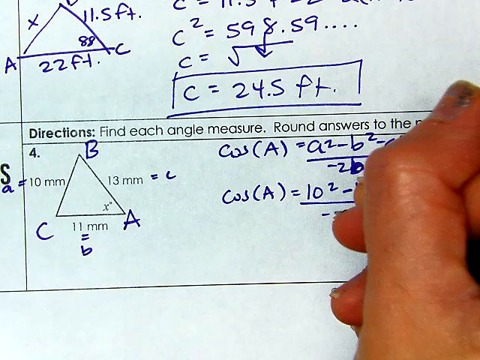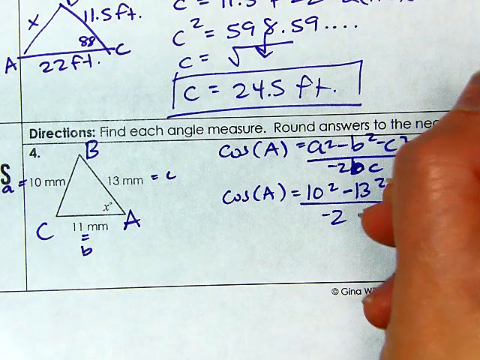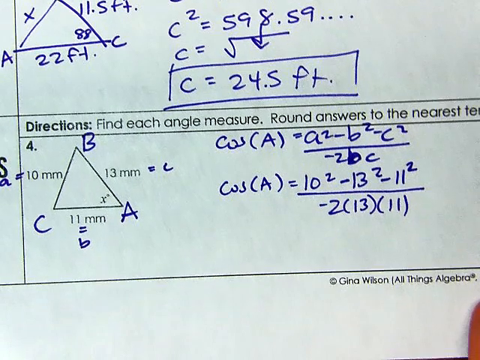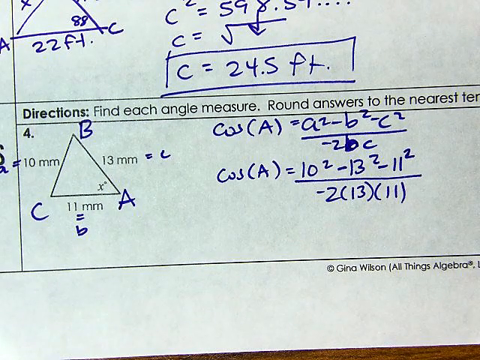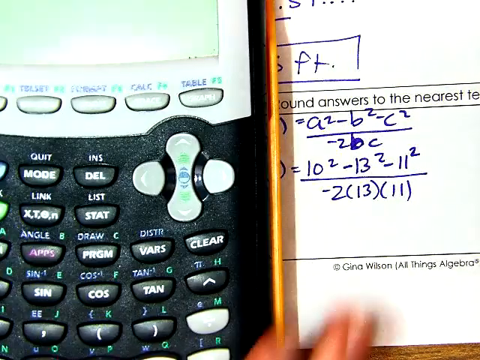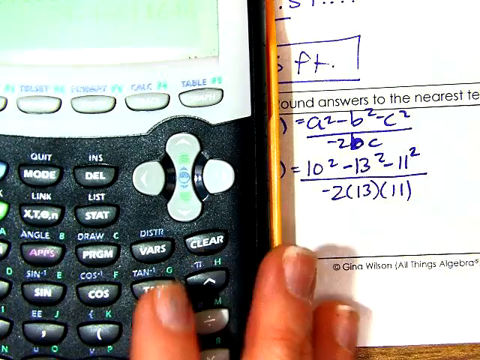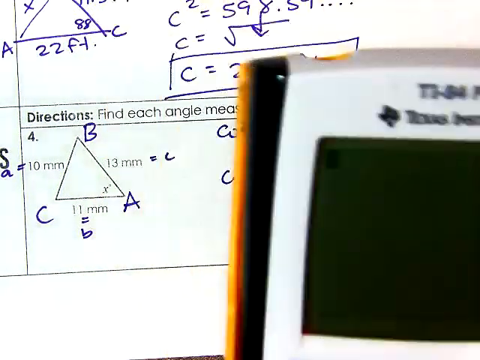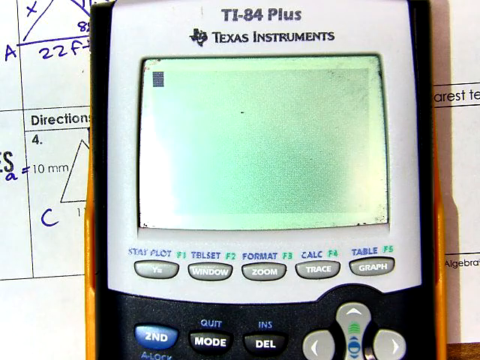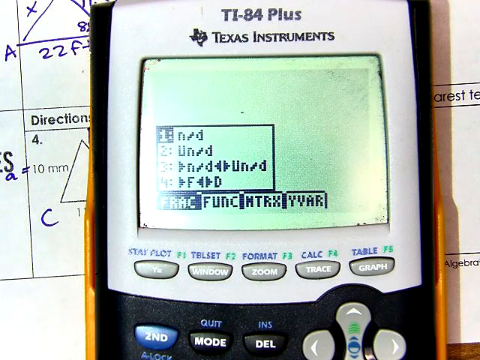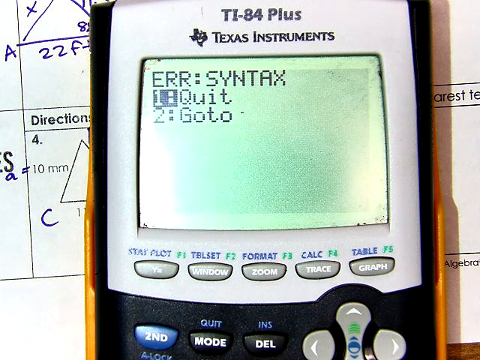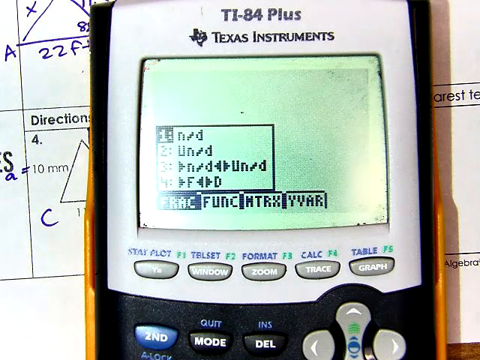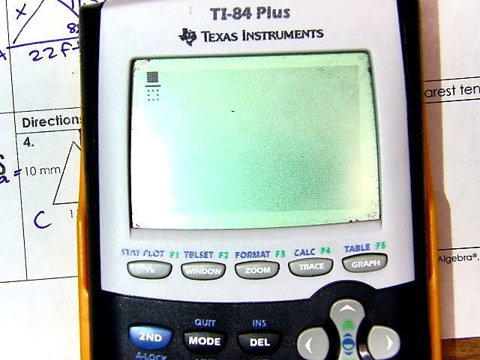And I think I just mixed up my B and C, but it's okay. It'll be the same. And I can put that in my calculator. So I'm going to go ahead and put my fraction in. So alpha y equals, enter. Oop, something went wrong. Let's try it again. Alpha y equals, enter. So I've got my fraction bar.